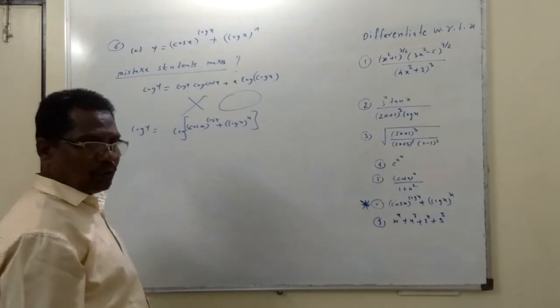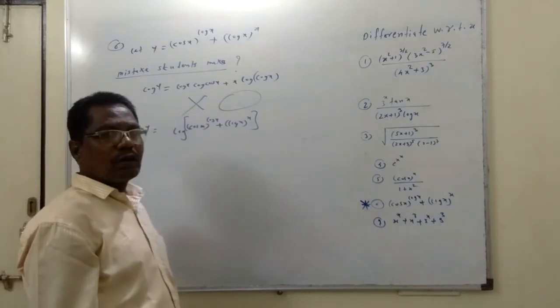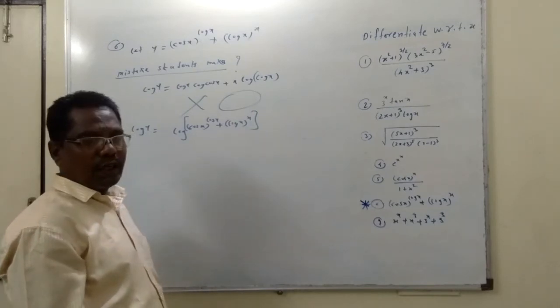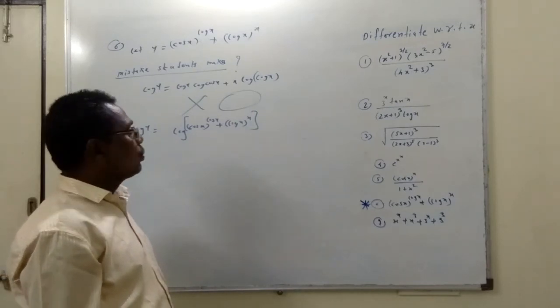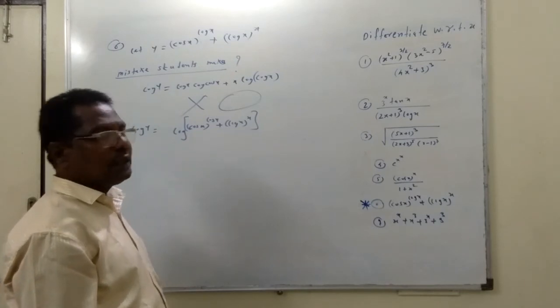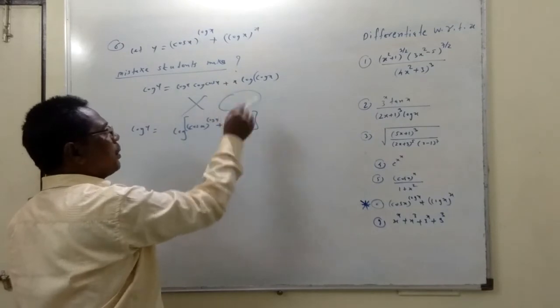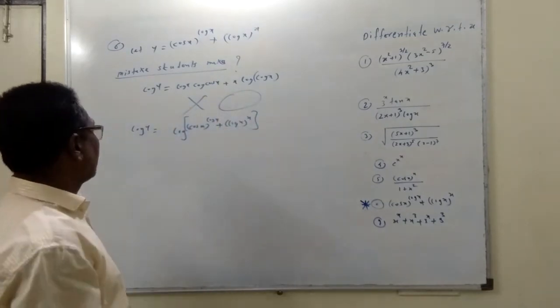So you know this: when there is a product, we use log ab = log a + log b. Division: log a/b = log a − log b. But log(a + b) cannot be simplified, and if we simplify it like this, it is completely wrong. You will get 0 marks for that in the exam.